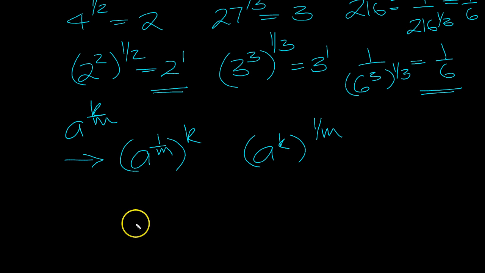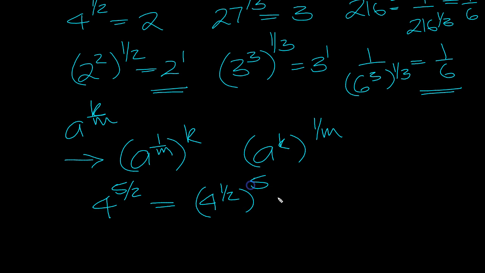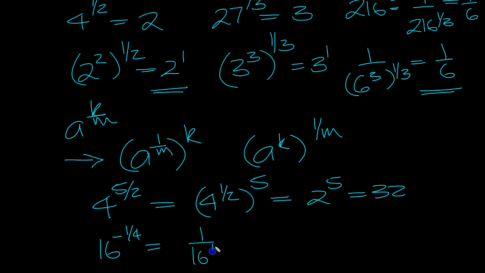So let's have a look at an example to see what we're talking about. 4 to the 5 over 2. Well, if you wanted to work that out, you could write that as 4 to the half, to the power 5. The square root of 4 is 2, so that's 2 to the 5, isn't it? Which is 32. Okay, good. And then 16 to the minus quarter is equal to 1 over 16 to the quarter, which is equal to 1 over 2 to the 4, to the quarter, isn't it? Power of a power, you multiply, it's 1 over 2 to the 1, which is 1 over 2.